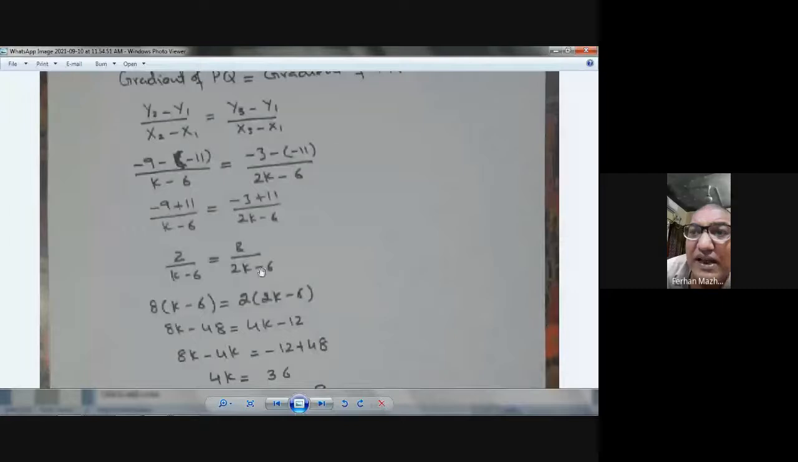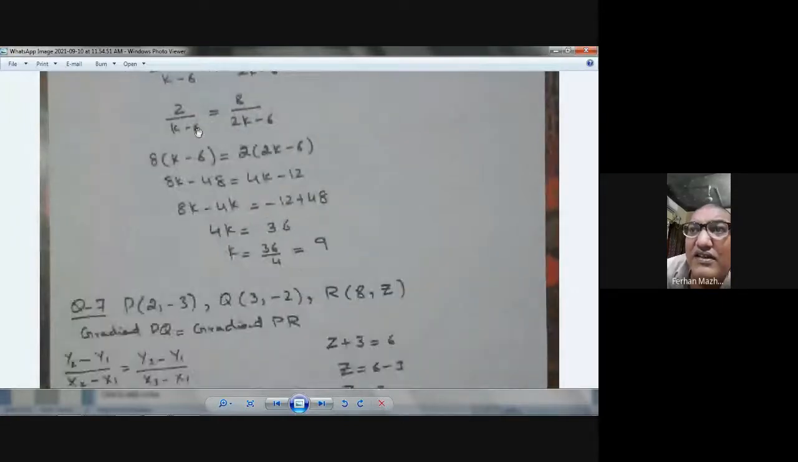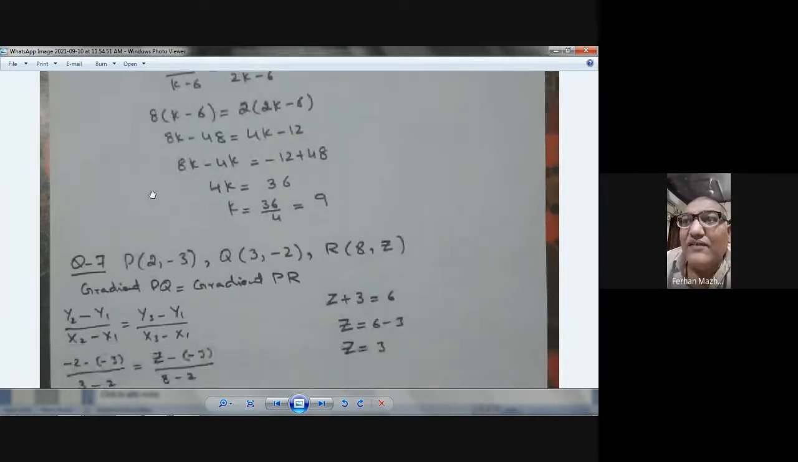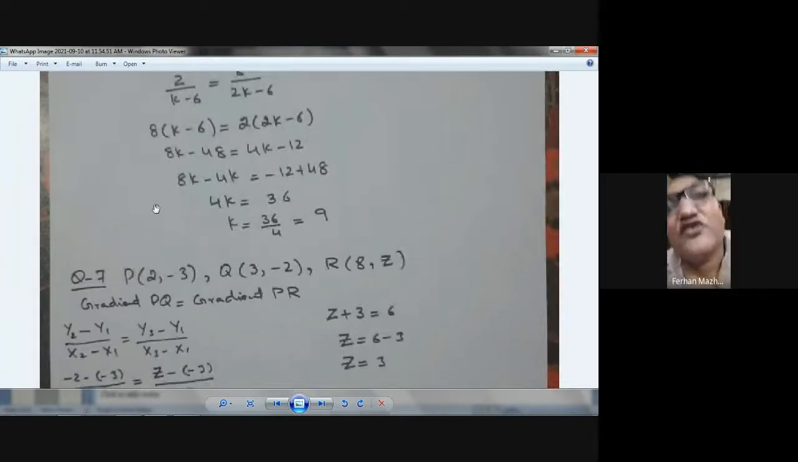Then you cross multiply it. You will have, they will multiply with this. So we will have 8 bracket k minus 6 equals 2 bracket 2k minus 6. So you will have here 8k minus 48 equals 4k minus 12. So bring the terms which have k on the left side and the terms without k, take them to the right side. So you will have 8k minus 4k equals minus 12 plus 48. So 8k minus 4k will be 4k equals minus 12 plus 48 is 36.